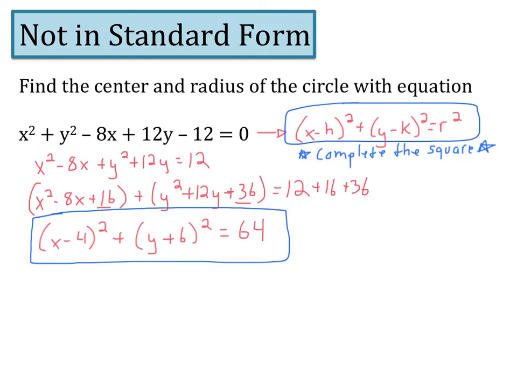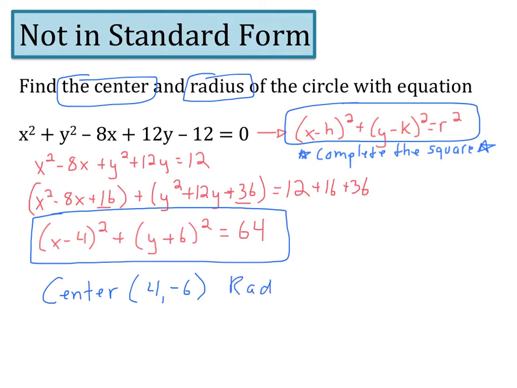So they asked us in the question to find the center and the radius. The center we know. The center is just h and k. So the center is (4, −6). And our radius, it isn't 64, because r² is 64. So r² = 64, and therefore r has to equal 8. And that's our answer. Our center is (4, −6), and our radius is 8.